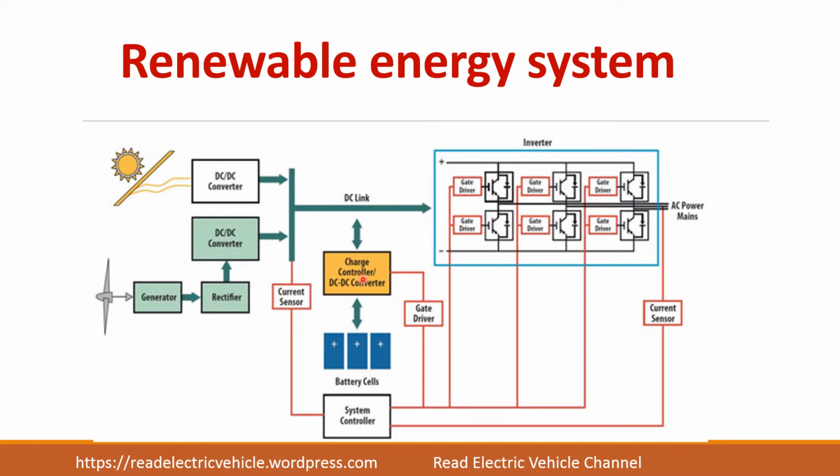And here this DC-DC converter acts as a charger circuit for this battery, because battery has a DC voltage and this DC link is also DC. So you can put a DC-DC converter to charge the battery. And you can find many applications for DC-DC converter in electric vehicles also.